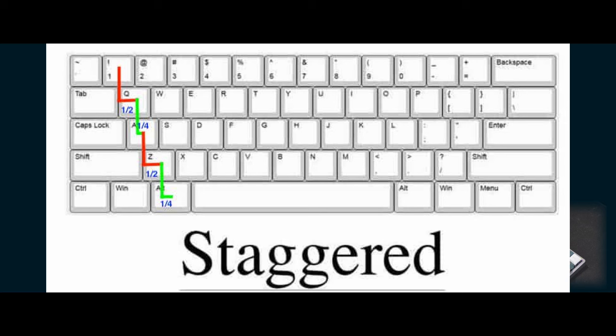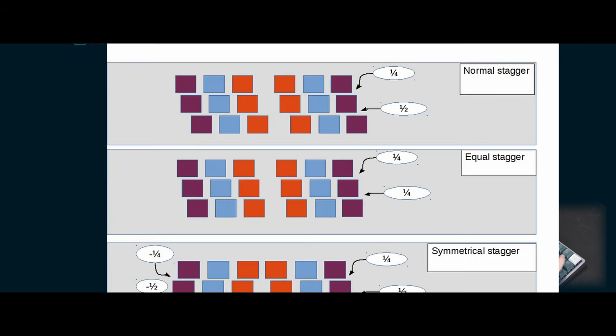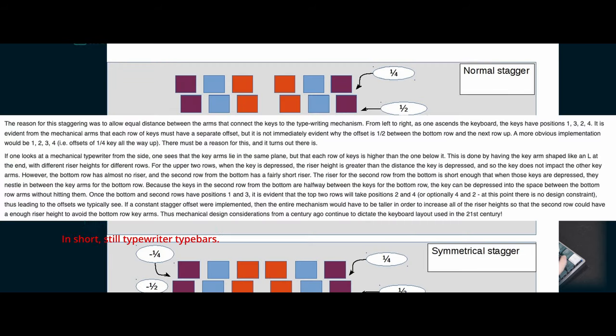This means from the first to the second row, the stagger is 1/2, but from the second to the third, it is 1/4. What this basically means is that each row is shifted towards the right, going down, by that much of a key length. Some of you may be asking why not just have it all in a similar stagger. Again, Deskthority explains this, so you can read it for clarification.